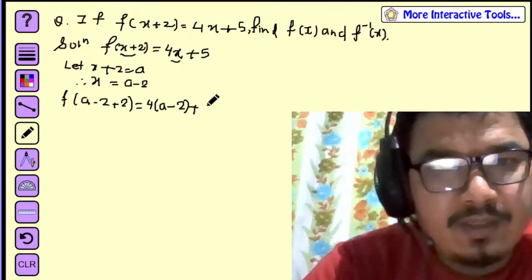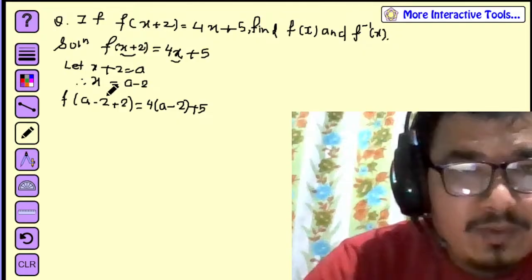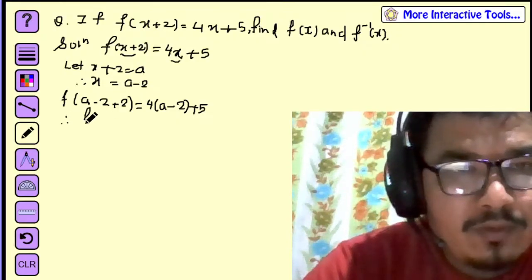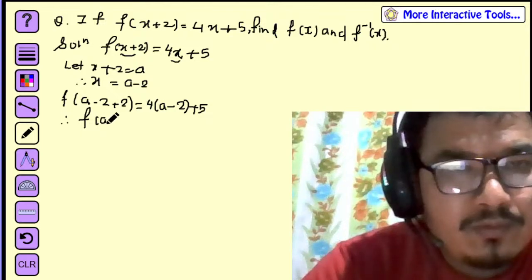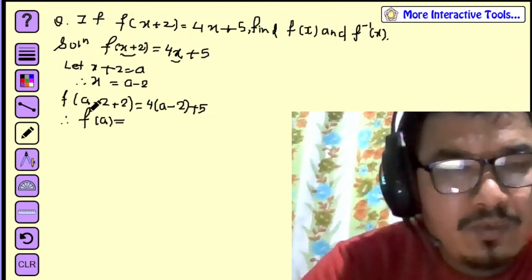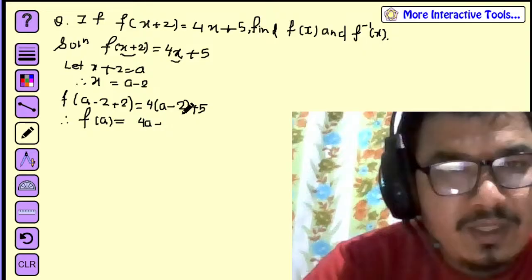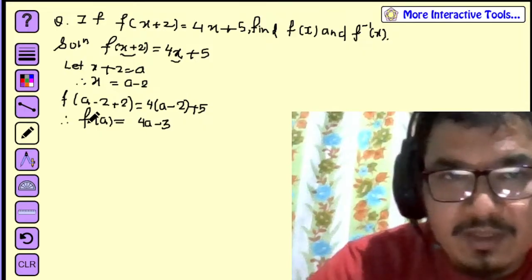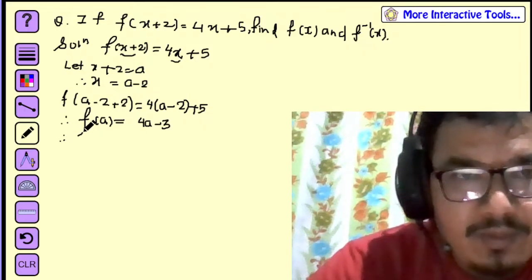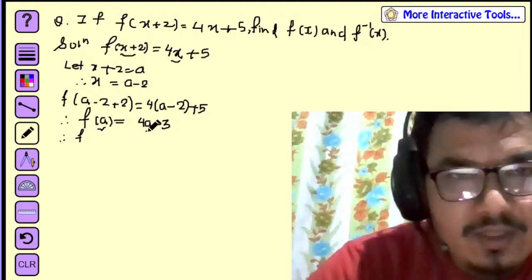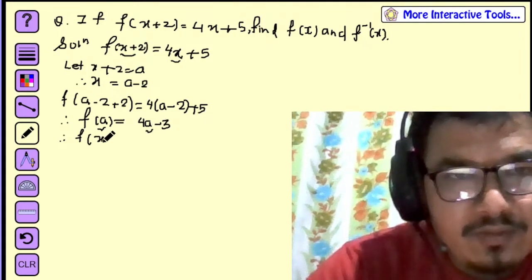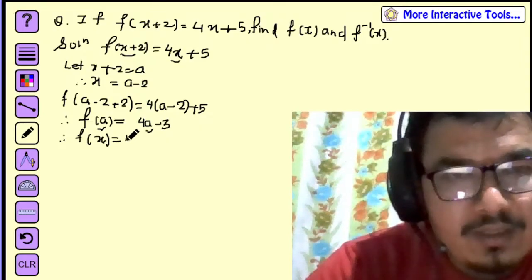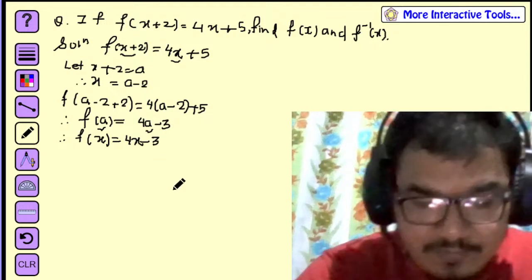And then this plus 5, the same. Then the 2s cancel. Therefore f(a) equals 4a minus 8 plus 5, which is 4a minus 3. Here is also a, here is also a, so we can now write f(x) equals 4x minus 3.